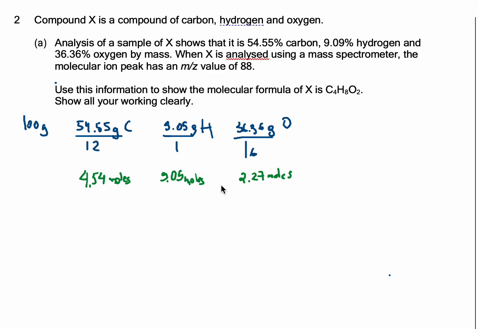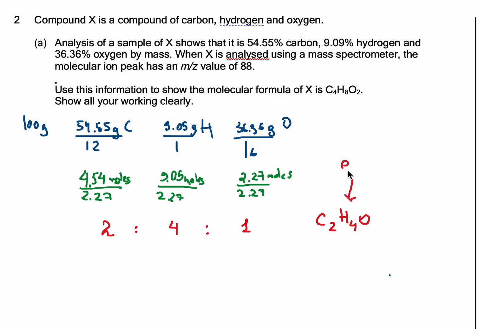So here we get these numbers. To make it whole numbers, we need to divide by the lowest number. 2.27 divided by 2.27, here 2.27, here 2.27. So it's obvious that here we have 2, here we have 4, here we have 1. So the structure will be C2H4O. But don't forget that this is the empirical formula. Empirical formula shows the simplest, the lowest possible whole number ratio of atoms in the molecule.